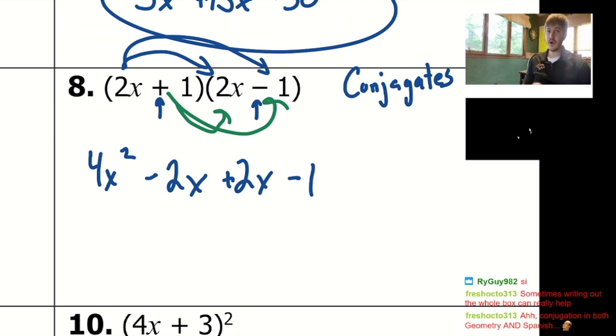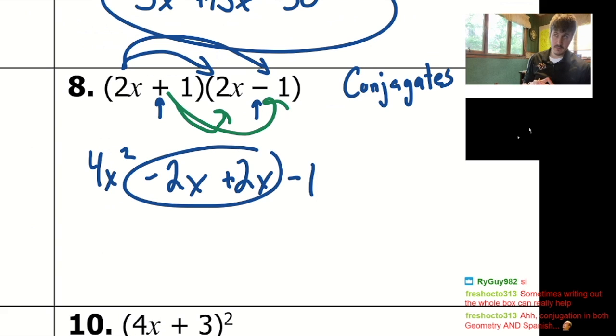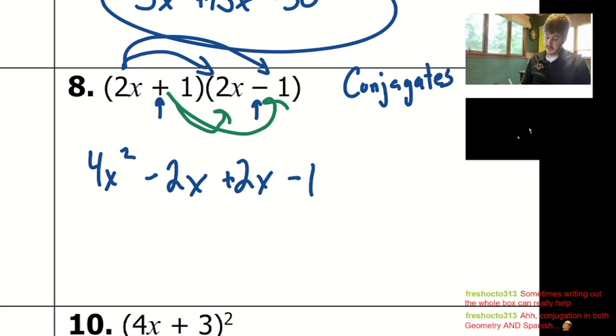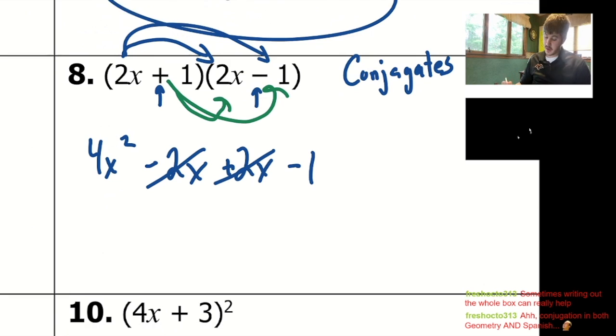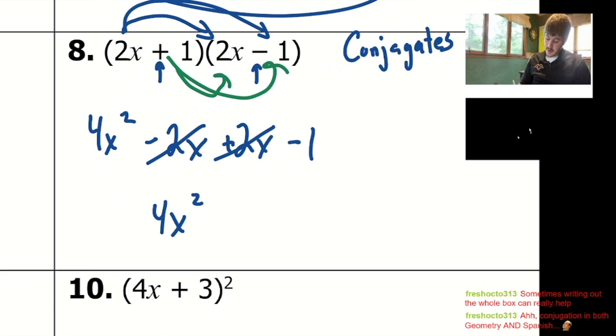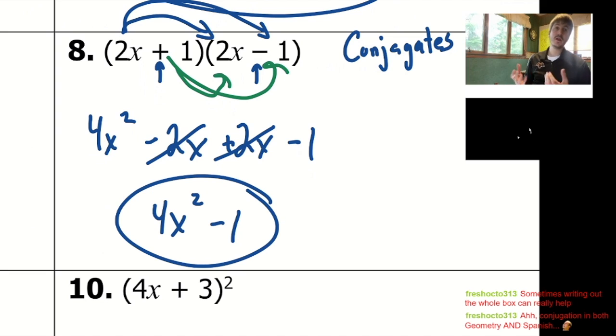You get negative 1. And the reason the conjugate is sometimes important is because these middle terms, like I said, if they're conjugates of each other, and you can recognize that they're conjugates, the middle terms always just cancel each other out. You have plus 2x minus 2x. They combine to 0, and you're left with 4x squared minus 1.